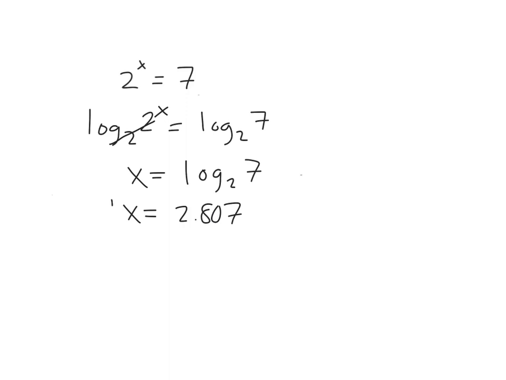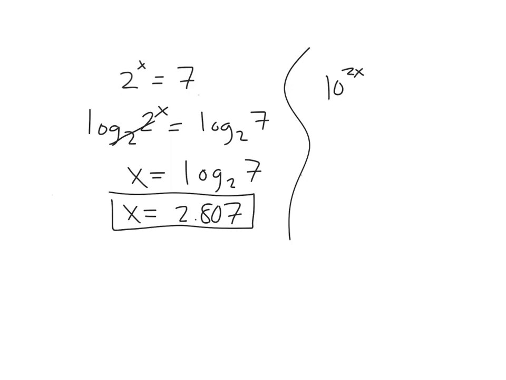2.807. But I'm showing you this because if you go back to the one we originally did, you don't have to write this, but just kind of showing you. I could have done the same thing. I could have done log base 10 of 10 to the 2x is equal to log base 10 of 10 to the negative x plus 3.